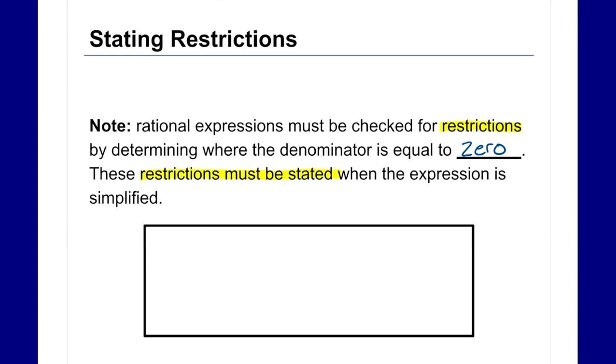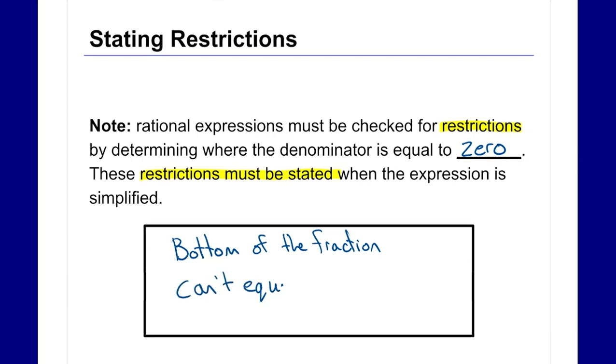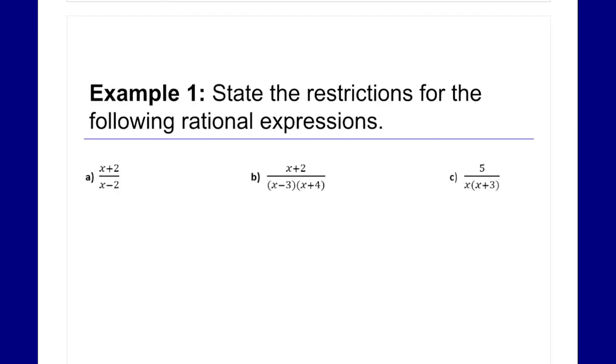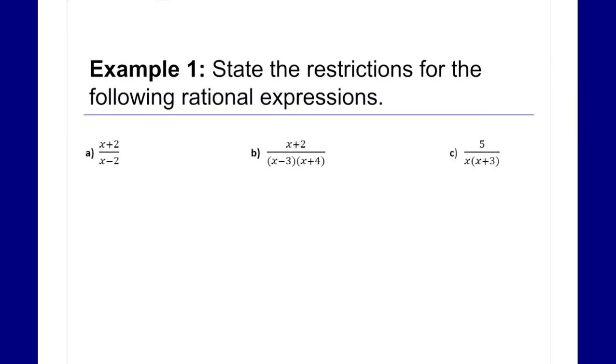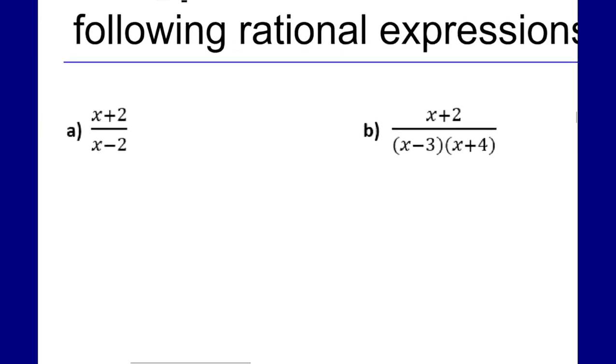So again, we just want to make sure that the bottom of the fraction can't equal 0. So the bottom of the fraction can't equal 0. So that's what we're going to be looking for as we go through and simplify. So let's take a look at a couple examples and state the restrictions for the following rational expressions.